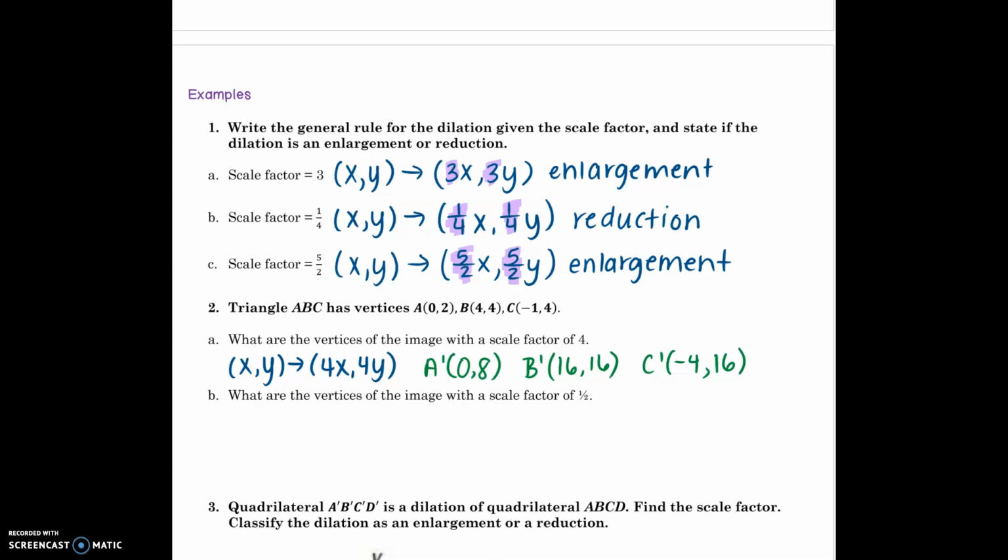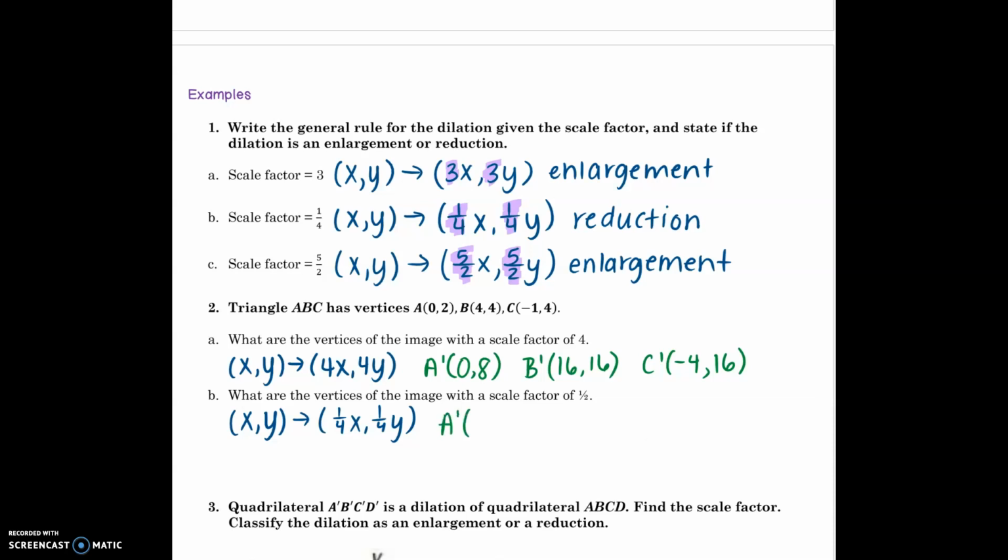Pause the video and try B on your own. For B, we are going to use the rule (x, y) arrow (1/4 x, 1/4 y). So here all we are going to do is multiply both of our x and y coordinates by 1/4. Remember, multiplying by 1/4 is the same as dividing by 4.